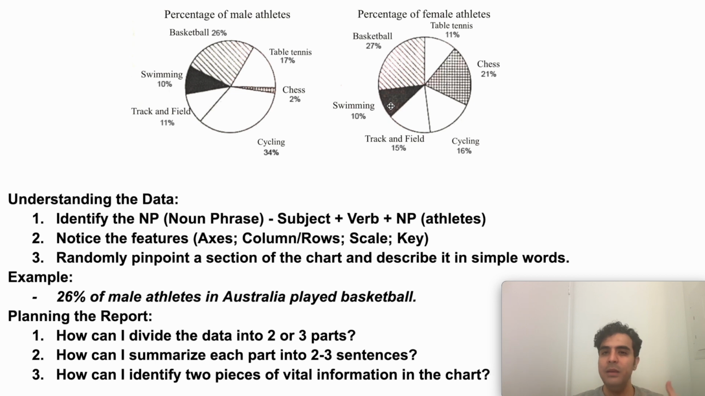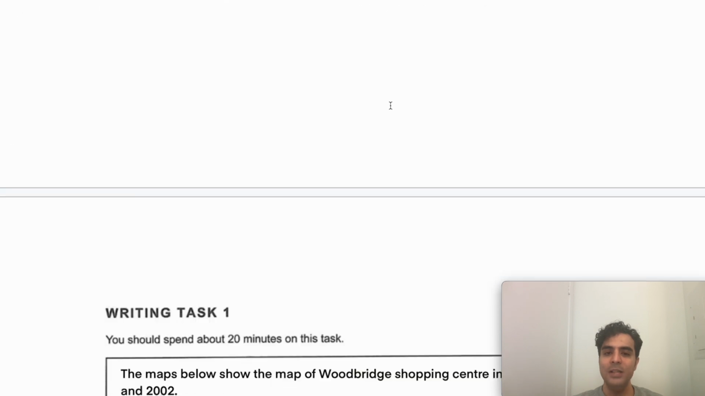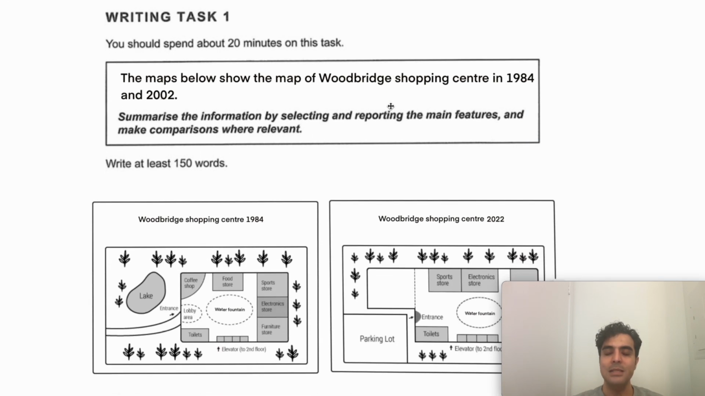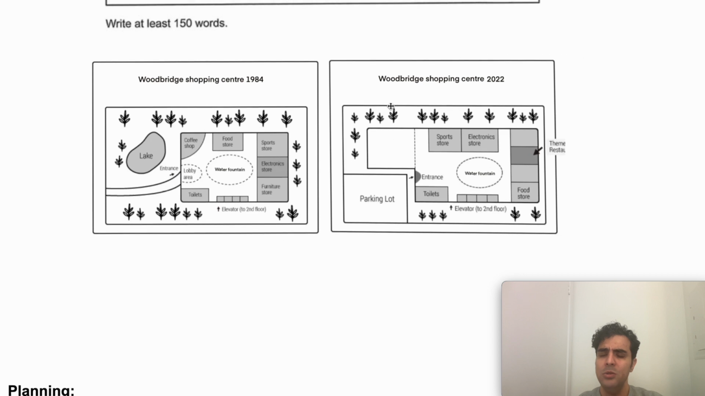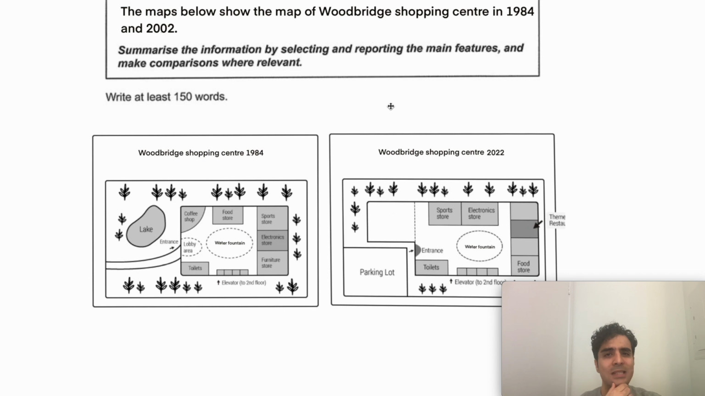Okay, now that we've got the hang of this, let's try to apply the same questions to another task. But this time, look, we have a map, really, a process qualitative chart. We've read this task before, but I'll read the prompt one more time. It says the maps below show the map of Woodbridge Shopping Center in 1984 and 2002. So, am I going to identify the noun phrase and do all that? No, because this is a qualitative chart and the rules are a little different in qualitative charts.